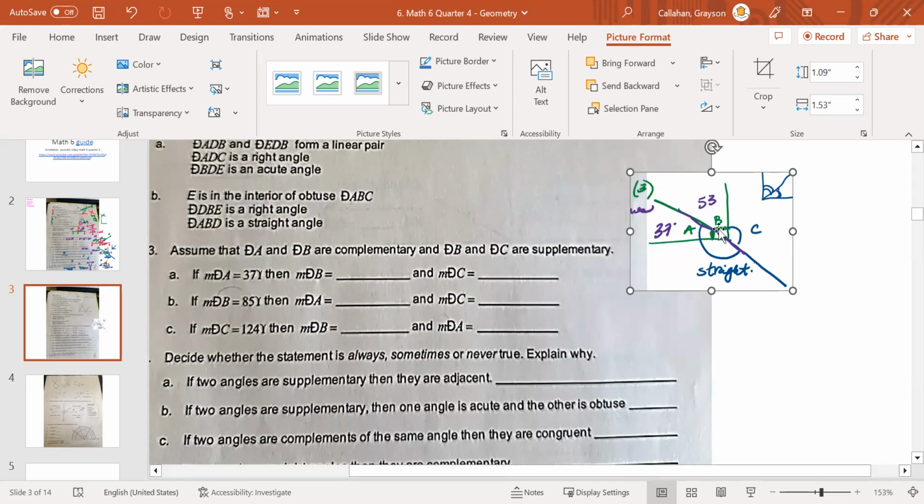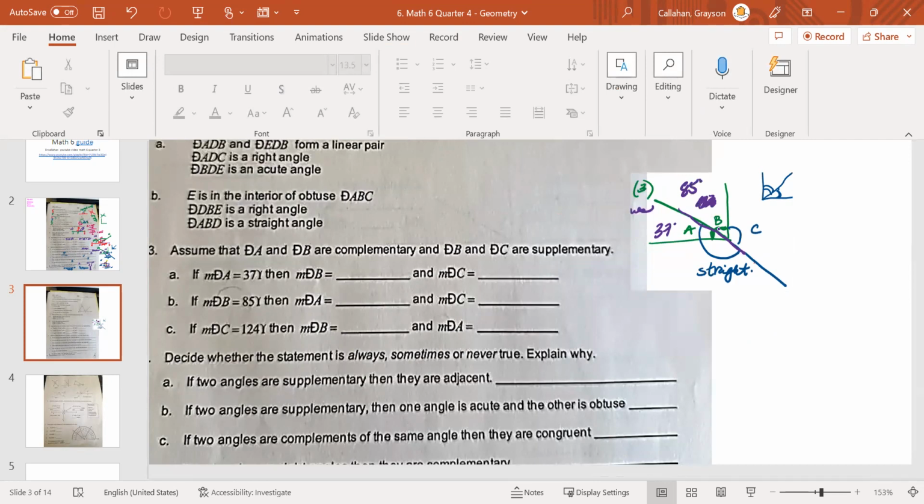So angle B is 85. So this angle right here is 85 degrees, right? And it says then angle A will equal, well, A and B are complementary, so they add up to 90. So this will be 90 minus 85, okay? Which is what? Good, 5 degrees, okay?